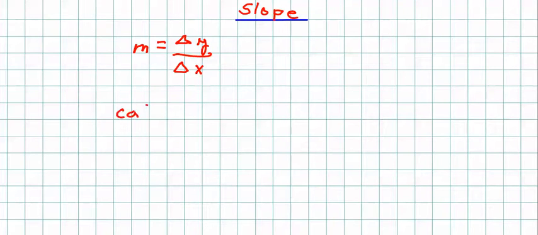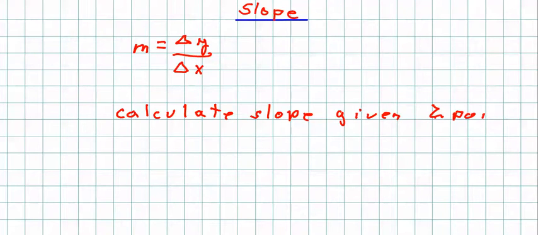Calculate slope given 2 points. Our formula, which you need to memorize, is slope equals y1 minus y2 over x1 minus x2.